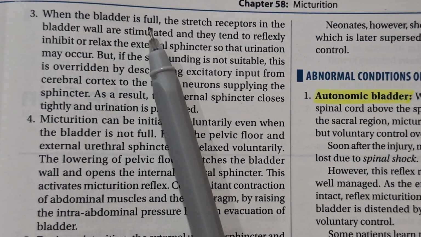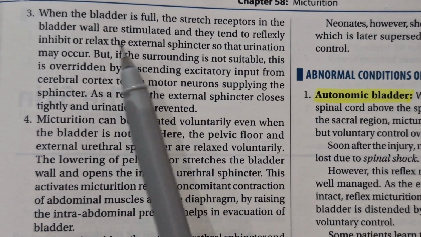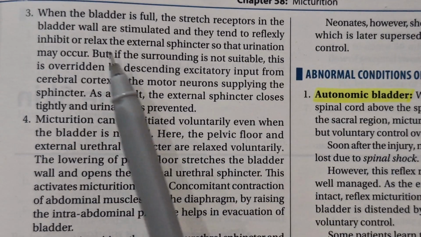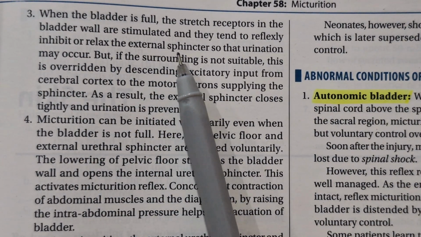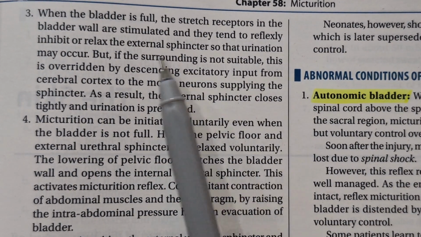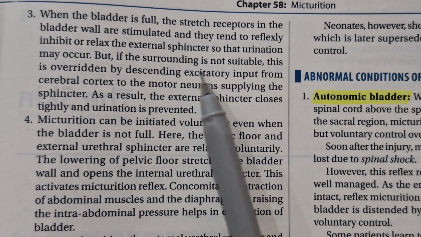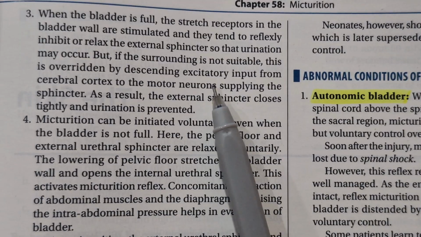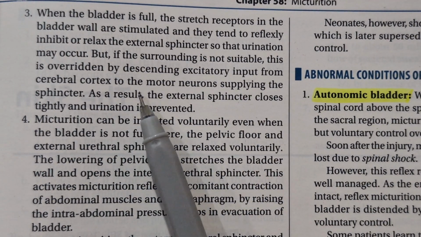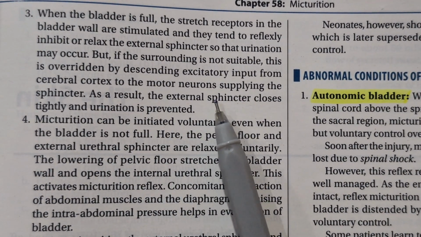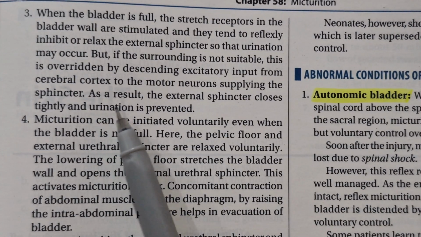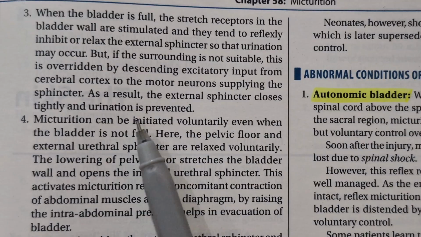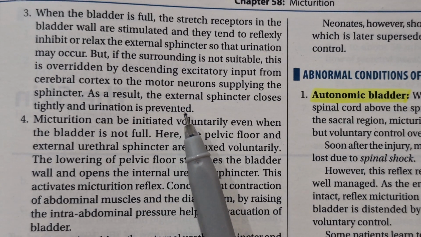When the bladder is full, the stretch receptors in the bladder wall are stimulated and they tend to reflexly inhibit or relax the external sphincter so that urination may occur. But if the surrounding is not suitable, this is overridden by descending excitatory input from the cerebral cortex to the motor neurons supplying the sphincter. As a result, the external sphincter closes tightly and urination is prevented.